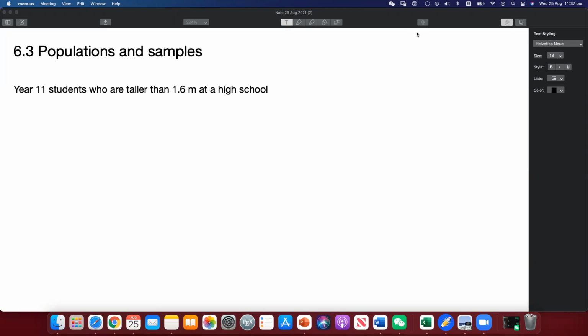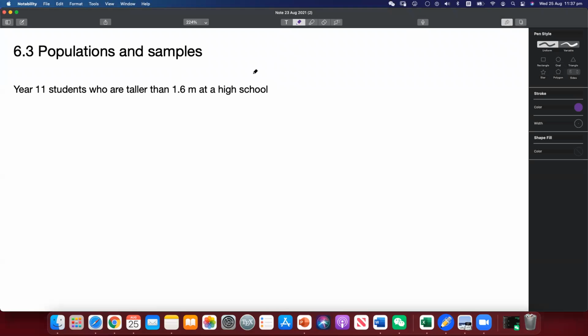Here, I've got an example. A year 11 student who is taller than 1.6 meters in high school. We want to know the proportion of year 11 students who are taller than 1.6 meters.